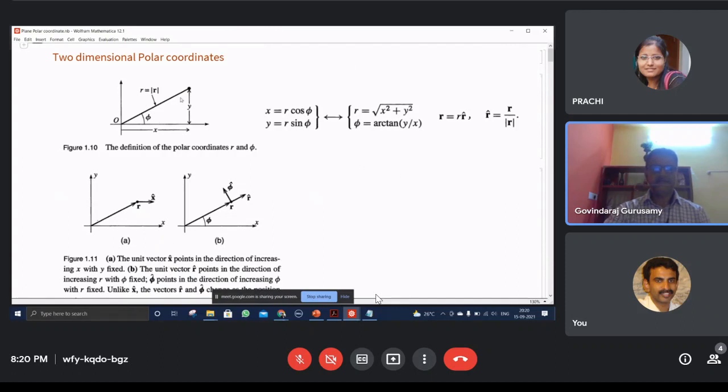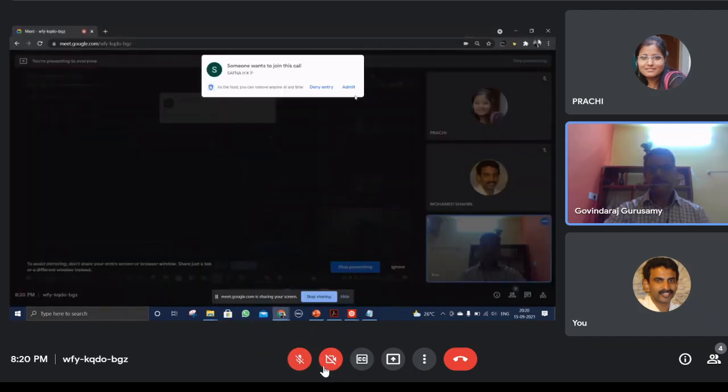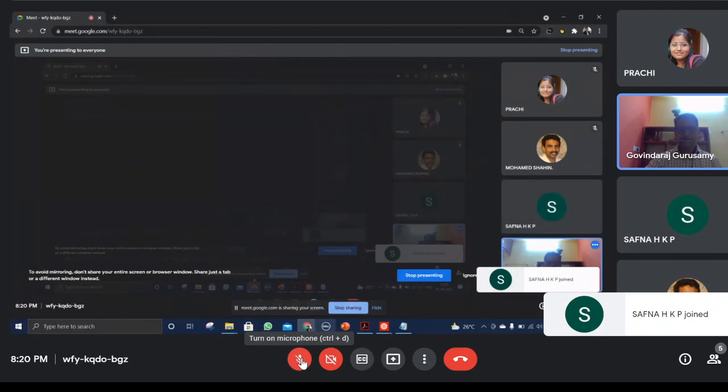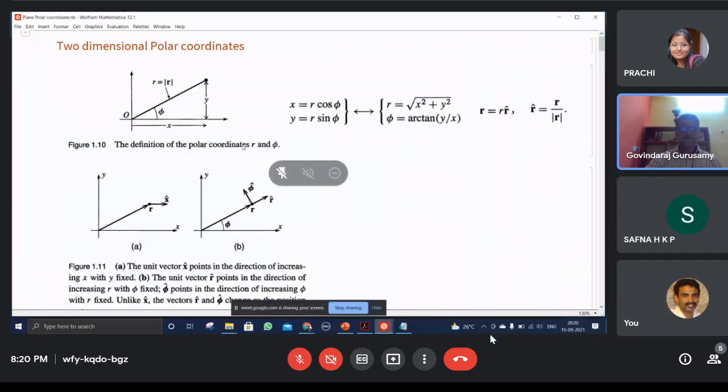And we are going to see that this position vector can be represented by an r vector, and its modulus is given by modulus of r. This is the modulus, and phi is the angle made by this position vector. Okay, this is the angle made by this position vector, right?